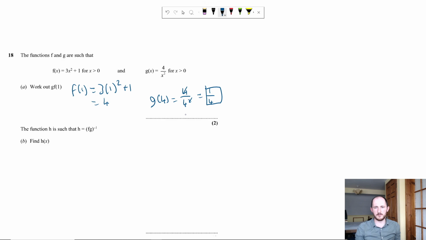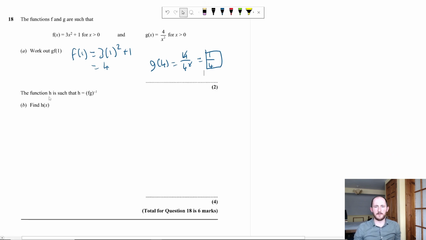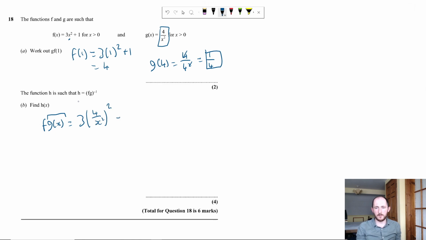But, potato, potato. The function h is such that h is equal to the inverse function of fg. So what we need to do is work out fg of x and then work out the inverse function. So this means we're going to take all of g of x and sub it into f of x. So that becomes 3, then all of g of x, which is 4 over x squared, to the power of 2, plus 1.